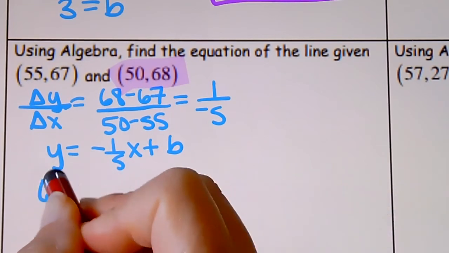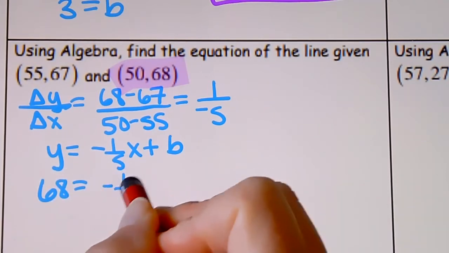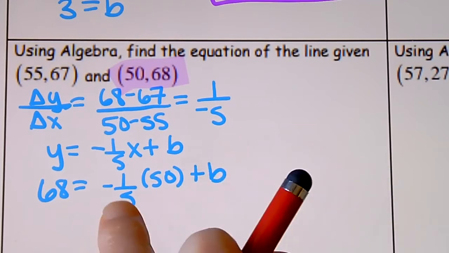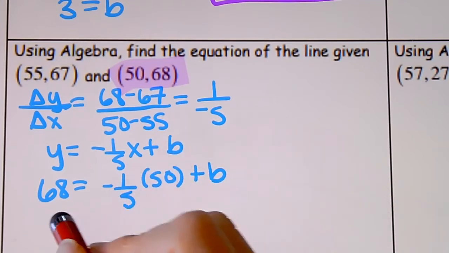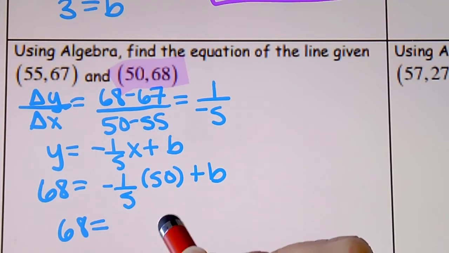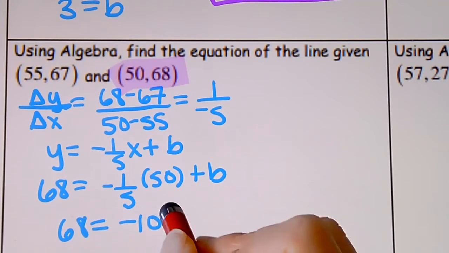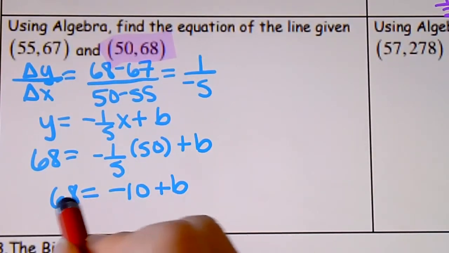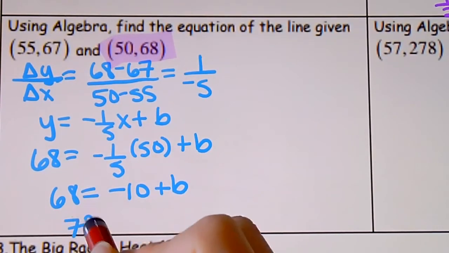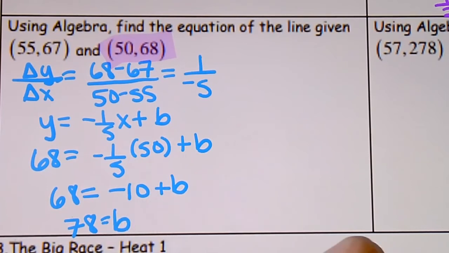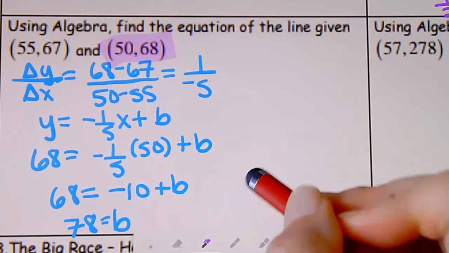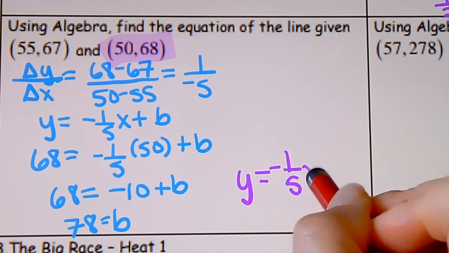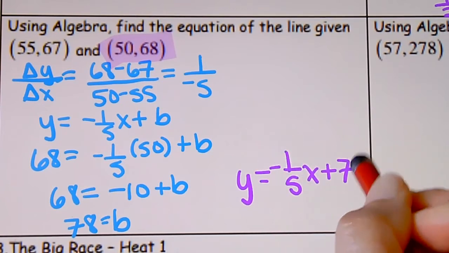So I'm going to put 68 in for y, 50 in for x. And when I take -1/5 times 50, that's actually going to be nice. If I put that in my calculator, I get a -10 plus b. I'm going to add 10 to both sides, so I get 78 is equal to b. So my equation is going to be y equal -1/5 x plus 78.